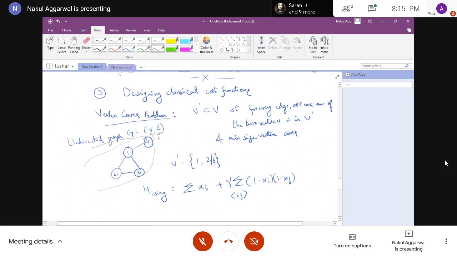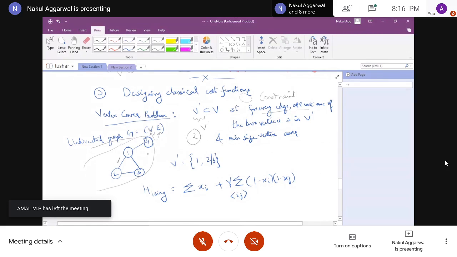You want to determine a subset of V, which is V prime, such that it will contain a subset of the vertices. What is the criteria for the set? That for every edge, at least one of the two vertices is in V prime. That means for every edge connecting a pair of vertices, at least one of the two, either one or two or both of them, are in V prime. This we call a constraint. This is the first constraint. And the second constraint is that the size of the set V prime should be minimum.